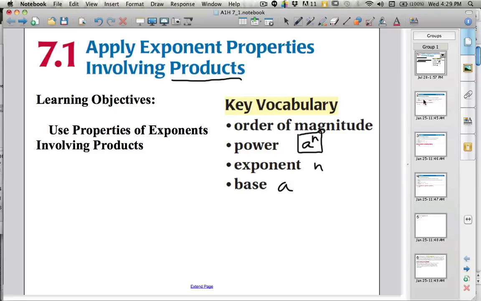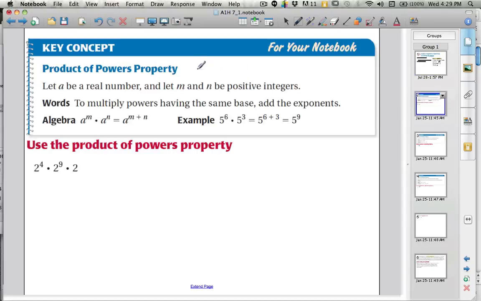When you look at the product of powers property, what it essentially says is that when I multiply products that have the same base, so the base has to be the same, then I'm going to add the exponents. You'll notice that the base does not change. So in this example, I see 5 to the 6th times 5 to the 3rd will be 5 to the 6 plus 3, or 5 to the 9th.